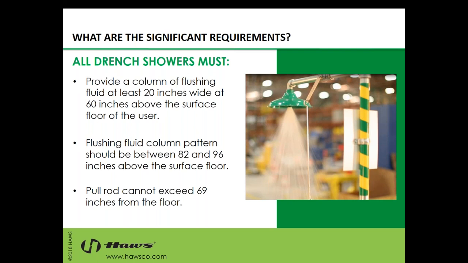Now, the pull rod cannot exceed 69 inches from the floor. This is the maximum height that it can be positioned from the surface floor of the user, and that's because the taller amongst us, it's reasonable to think that they could, at any height, reach down to activate the pull rod. The shorter amongst us, we want to make sure that they can still reach the pull rod, they can still activate the equipment. A lot of the times it's activated near the ceiling. Think hospitals, for example, they have tall ceilings and you need to provide an extra long pull rod so you meet that 69 inches so that somebody can actually activate the equipment. We don't want to prolong the activation.